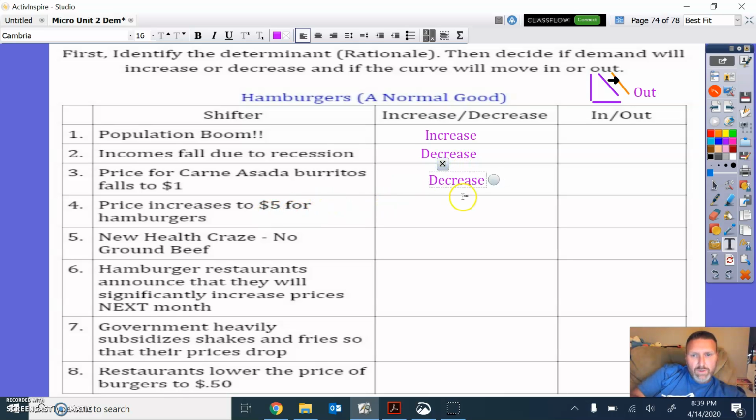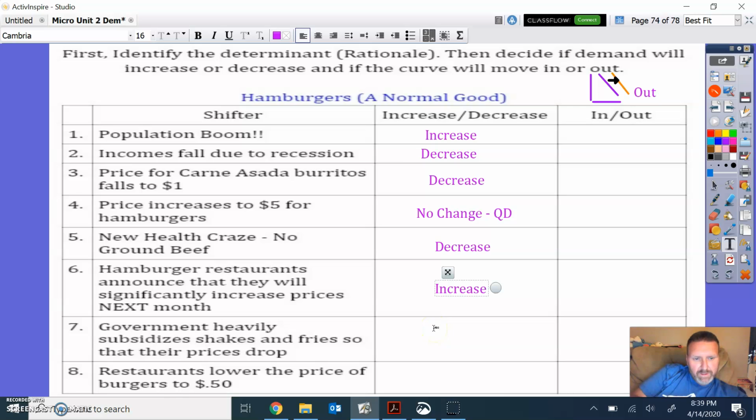The price increases. No change. It is a change in the quantity demanded. I'm just going to put QD there, right? No ground beef. Oh, Lord. Decrease. Hamburger restaurants announced they will significantly increase prices next month. Oh, if people are going to increase prices next month, give me those burgers now.